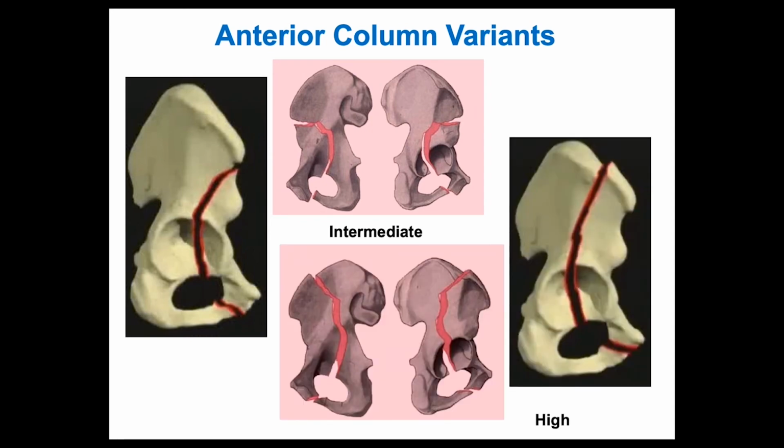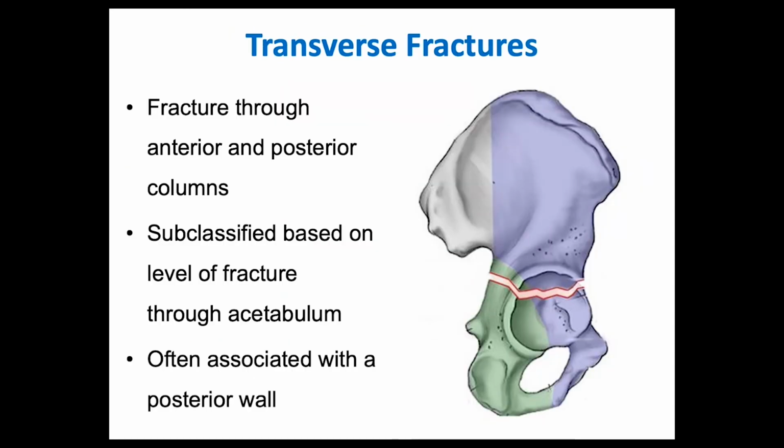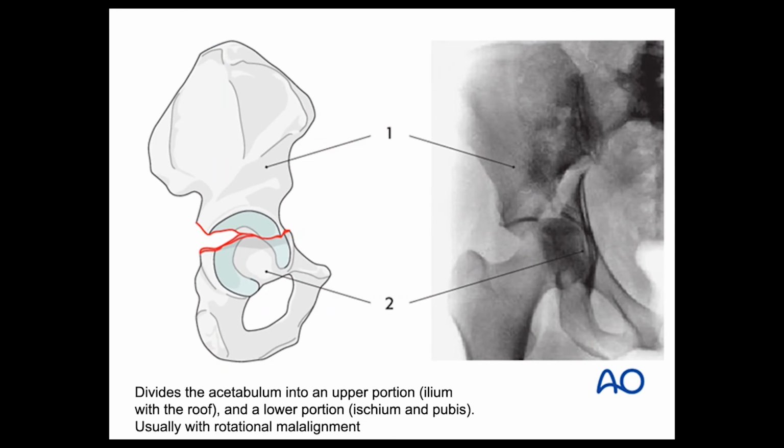in addition to intermediate variant as well as high variant. And the fifth elementary fracture type is the transverse fracture, and this is a fracture through anterior as well as posterior columns. It is subclassified based on the level of the fracture through the acetabulum, and it's often associated with a posterior wall fracture. This fracture divides the acetabulum into upper portion, including the ilium with the roof, in addition to lower portion, including the ischium and the pubis, and it's usually associated with rotational malalignment.